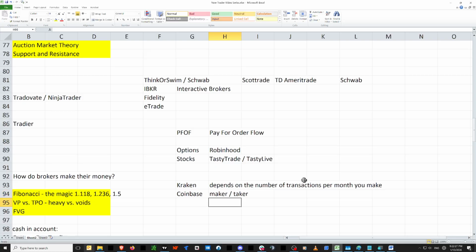What does that mean? Well, maker is a limit order. That's all that means. Maker means you put in a limit order. If it reaches this value, you may trigger my trade. But if it doesn't reach it, okay, never mind.